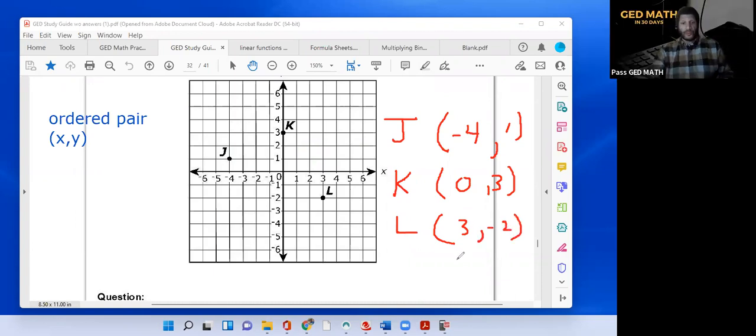Three comma negative two. So I'm gonna send you two worksheets. I'm gonna send you another worksheet so you can practice ordered pairs. You are not gonna be able to say that when you were in Mr. Tinsley's class you didn't pass that math exam, because I'm gonna give you every possible ingredient for you to pass. You just gotta put the work into practice. One worksheet is to practice multiplying binomials. The other one is identifying a point on the coordinate plane.